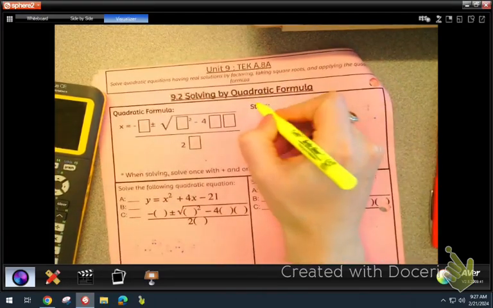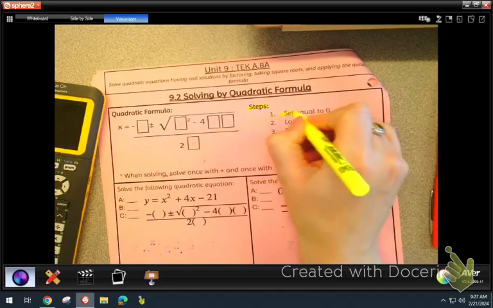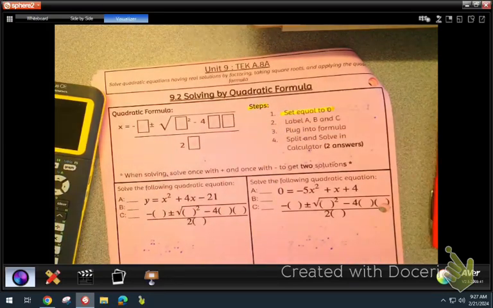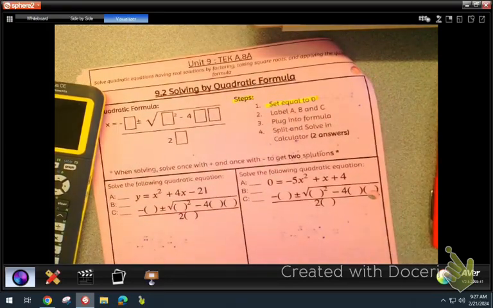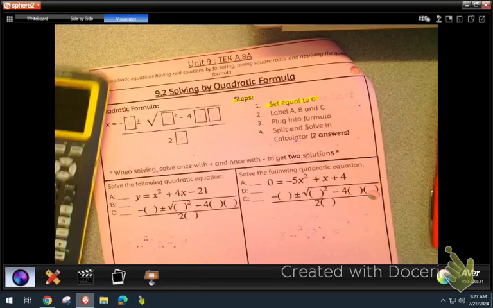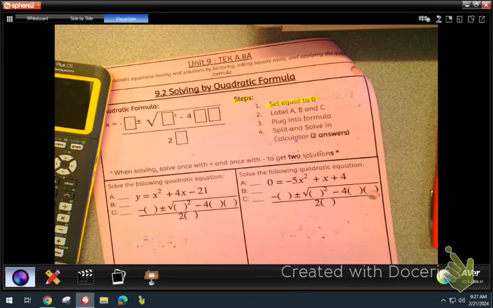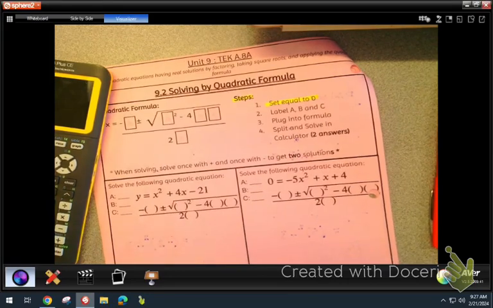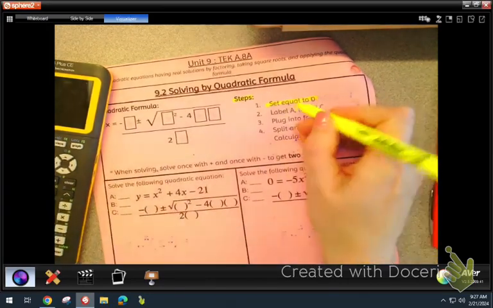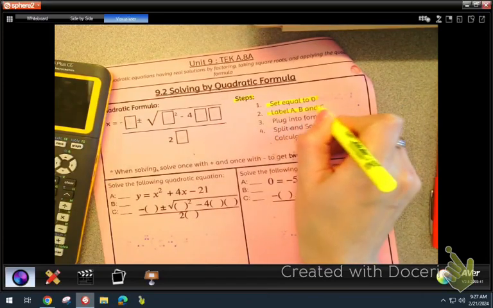Step 1. What does step 1 say? Set equal to 0. That was the same thing as solving by factoring. We have to get our equation equal to 0, so that means we might have to move stuff over, okay? Then step 2, we need to go through and label A, B, and C.